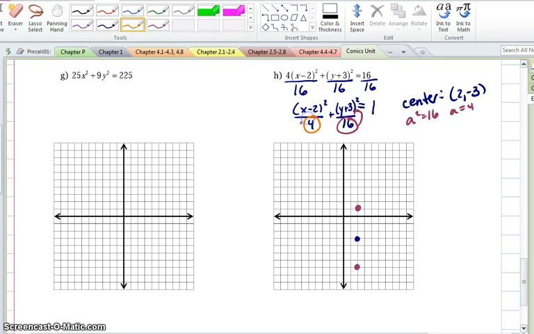The b squared number, the smaller number, is going with the x. So we know that b squared is equal to 4, so b is equal to 2, and this is going to go right and left. So you're going to go right 2 and left 2, and there is your ellipse when you connect all those.